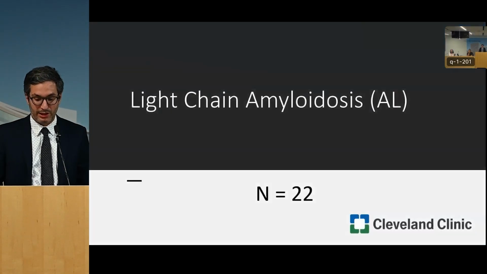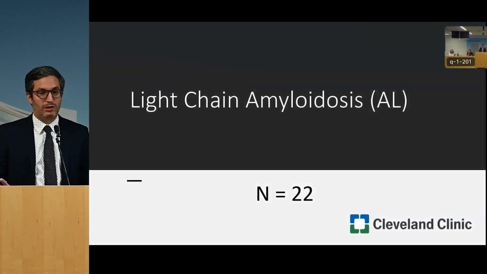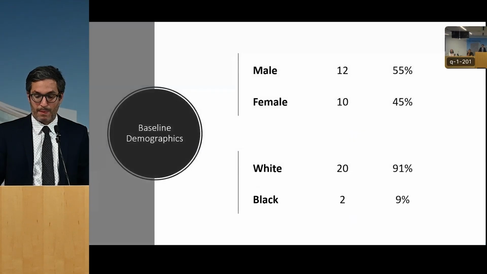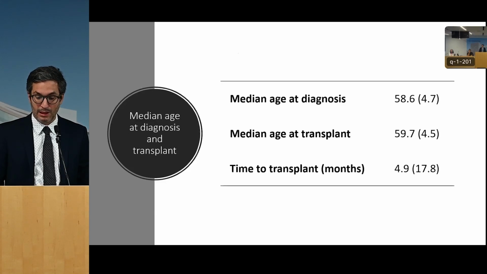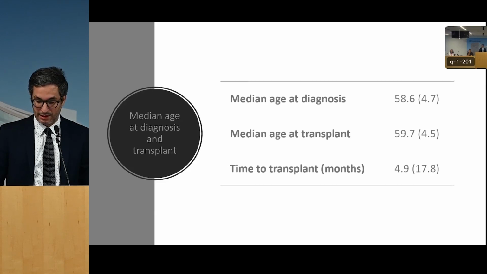Now talking about light chain amyloidosis, we had about 22 patients. Males were 12, female 10, and white 20, and black patients 2. Median age of diagnosis was a little lower, it's 58, and same with the median age of transplant. It was also lower than the ATTR at 59. Time to transplant was about 4.9 months, so it was less.